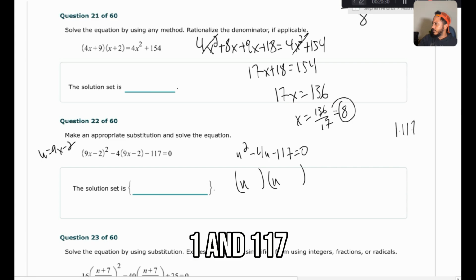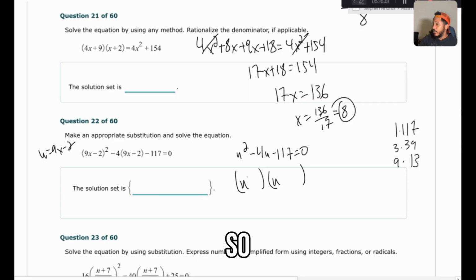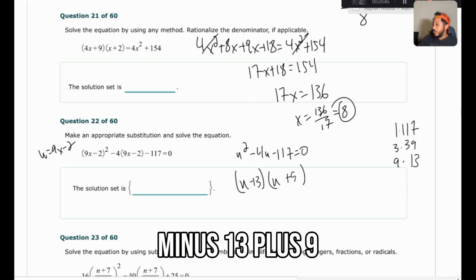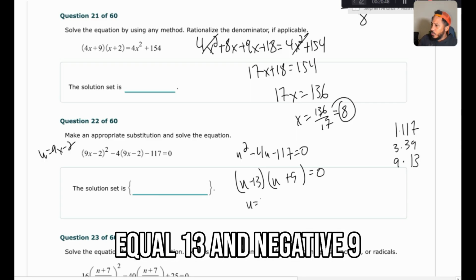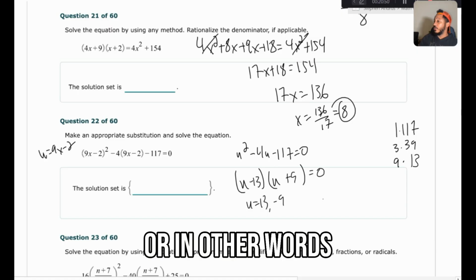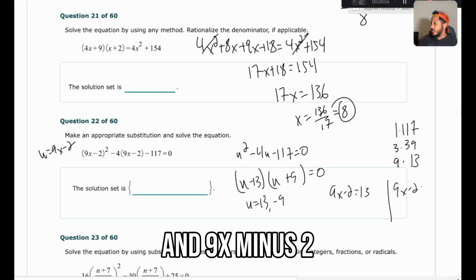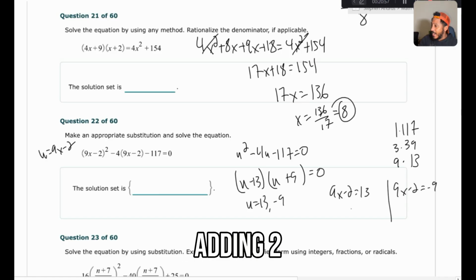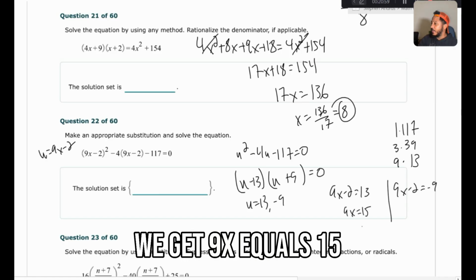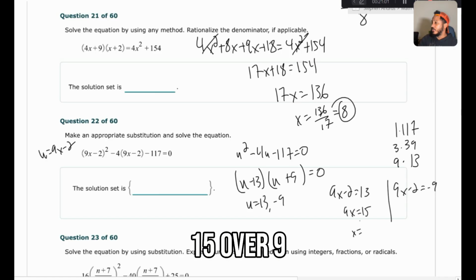1 and 117, 3 and 39. Let's see. 9 and 13. I think that works. So minus 13 plus 9. And so u would equal 13 and negative 9. Or in other words, 9x minus 2 equals 13 and 9x minus 2 equals negative 9. So solving these separately, adding 2, we get 9x equals 15. And so x equals 15 over 9.